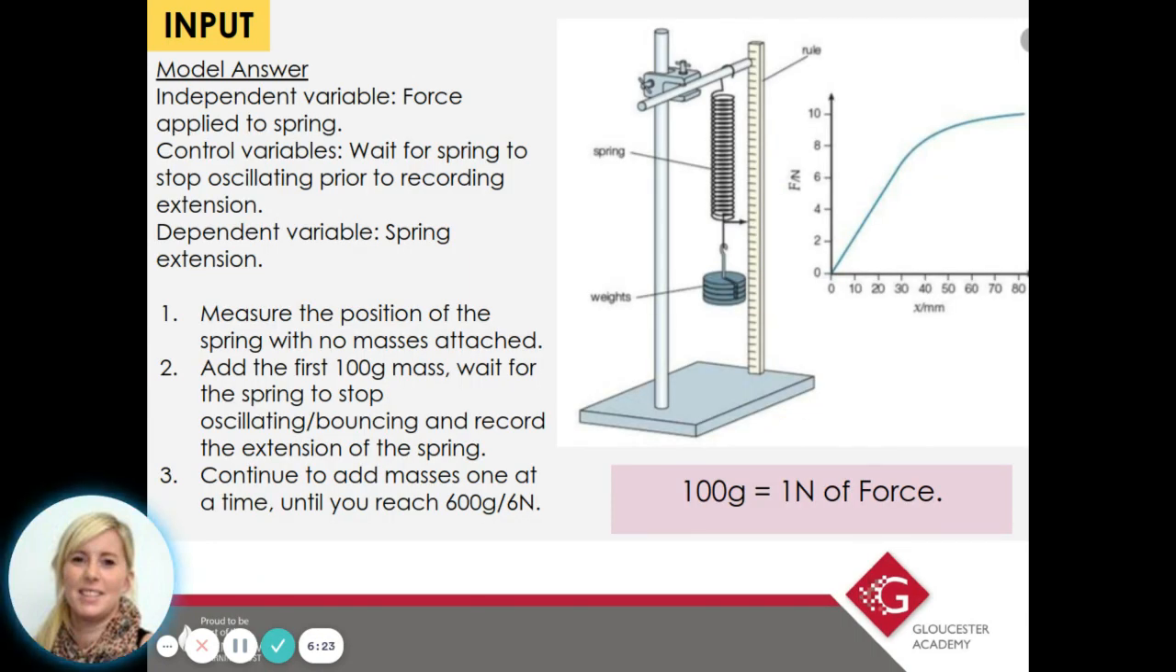Okay, so here is just a model answer to go with that. So the independent variable for this practical, so that's what you're changing, is the force applied to the spring. So you're going to do this by adding the weights in 1 Newton increments. And each time you need to wait for that spring to stop oscillating. So that means we need to wait for it to stop bouncing prior to taking a measurement on the ruler. You're not going to be able to take a measurement on the ruler if it's bouncing and moving and you can't see what number it is.